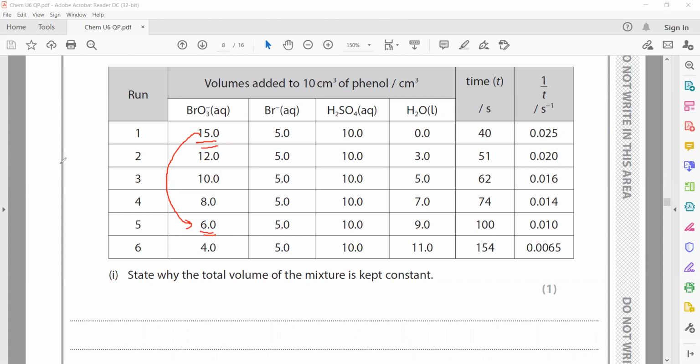So what is the change? The change in the amount. So it will be 15 divided by 6, which is 2.5. So this is divided by 2.5. And when you check, this one is 40 multiplied by 2.5, which makes 100.